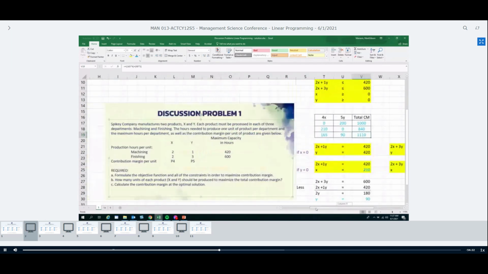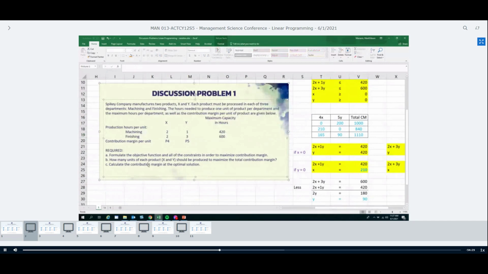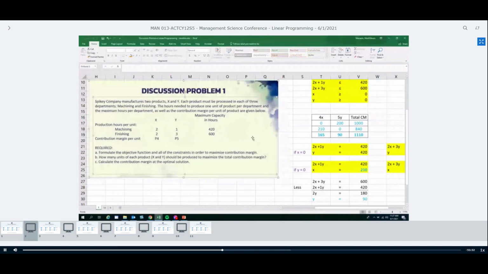Actually, that answers requirements B and C. So how many units of each product X and Y should be produced to maximize the total contribution margin? So that's 165 units of X and 90 units of Y. Yun yung requirement B. Requirement C, calculate the contribution margin at the optimal solution. So total contribution margin is 1,110. Okay? So, yun. That's linear programming.